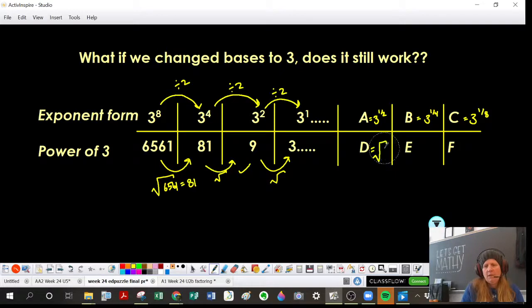D would be the square root of 3. E would be the 4th root of 3. And F would be the 8th root of 3. Now, I use this pattern of dividing by 2 because students are most comfortable with square roots. This certainly would work if we were dividing by 3. It's just that now our index would be the cube root of whatever value we're working with. Pretty cool stuff.